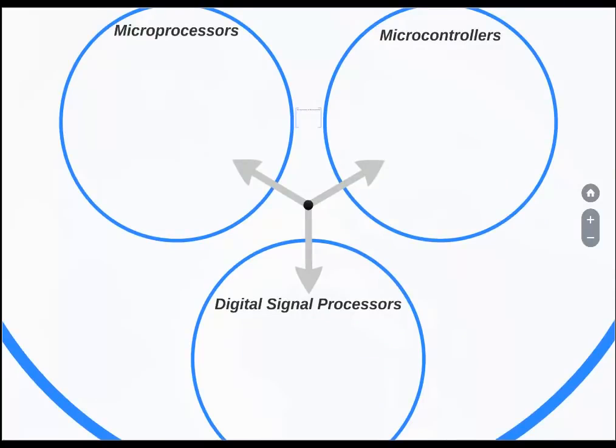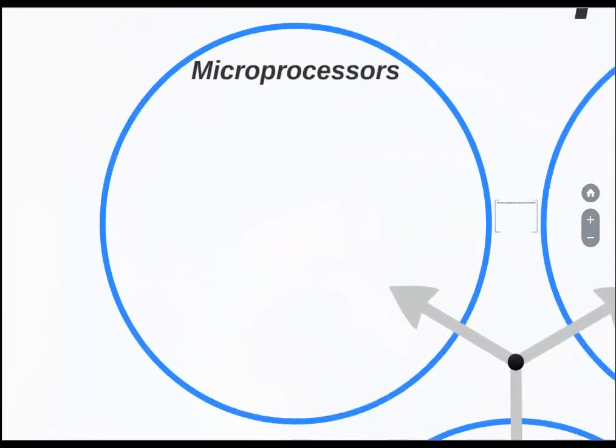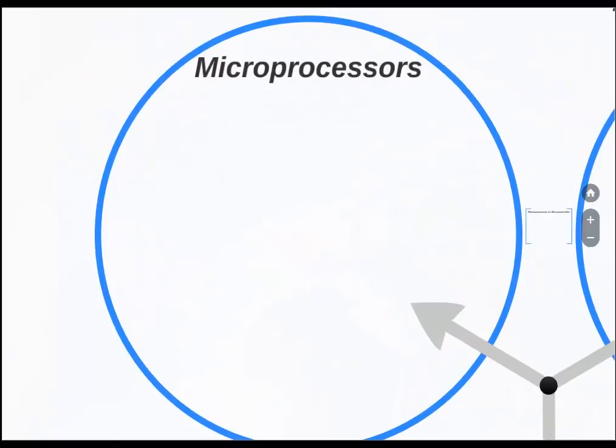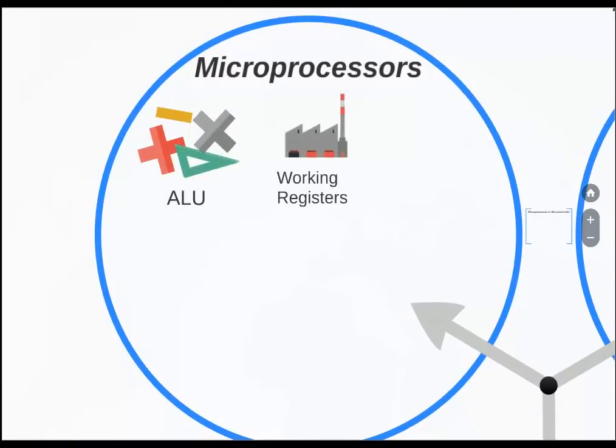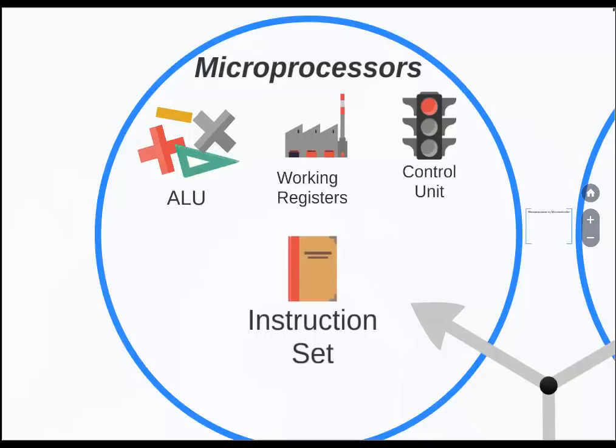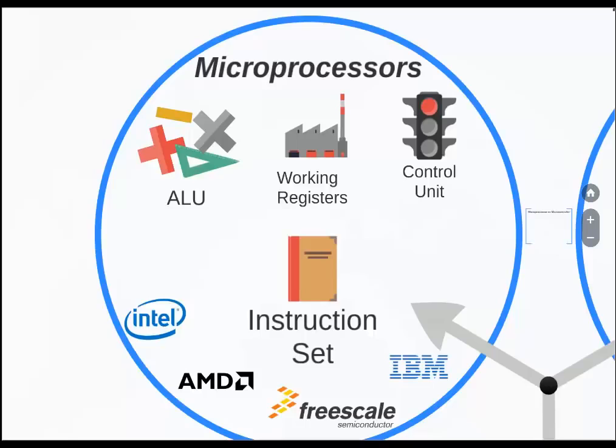General purpose and domain specific processors can be further classified into microprocessors, microcontrollers, and digital signal processors. If we focus our attention onto microprocessors, we find that microprocessors are made up of arithmetic logic units, a set of special or general register arrays, a control unit, and a specific instruction set. The companies who are big players in microprocessors are Intel, AMD, Freescale, and IBM.